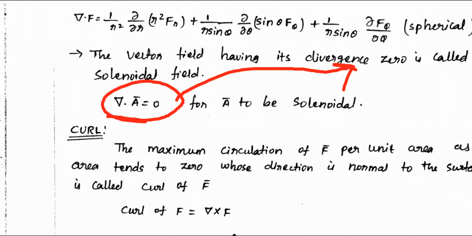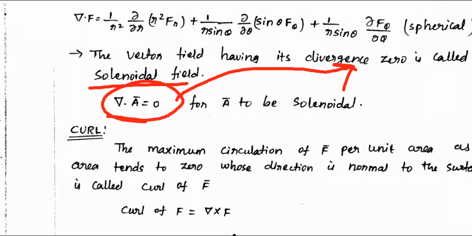Once the divergence is 0 for a vector, they call it a solenoidal field. For any field, if the divergence of the field is 0, that particular field is called a solenoidal field. That is, del dot vector is equal to 0.